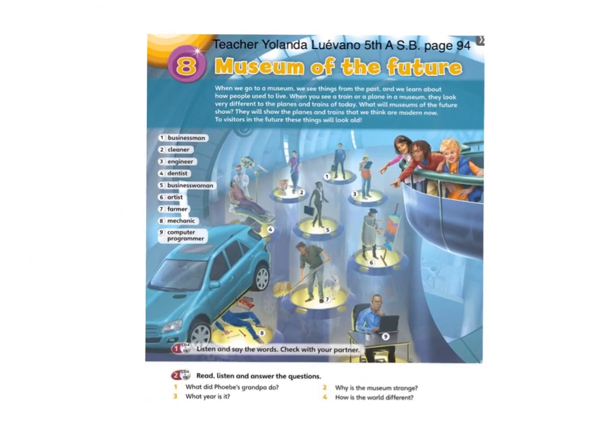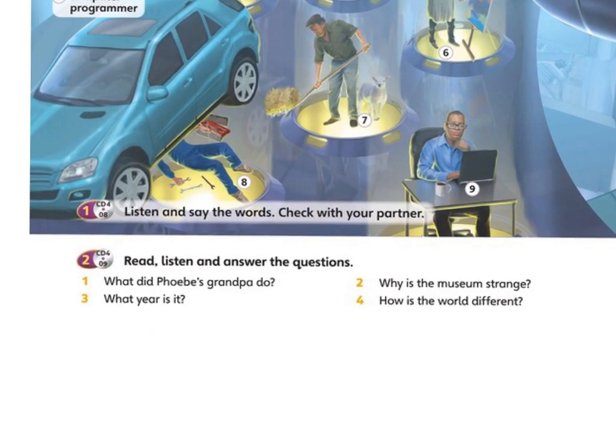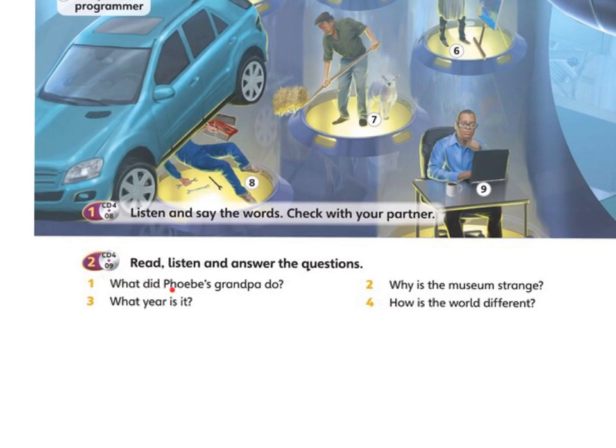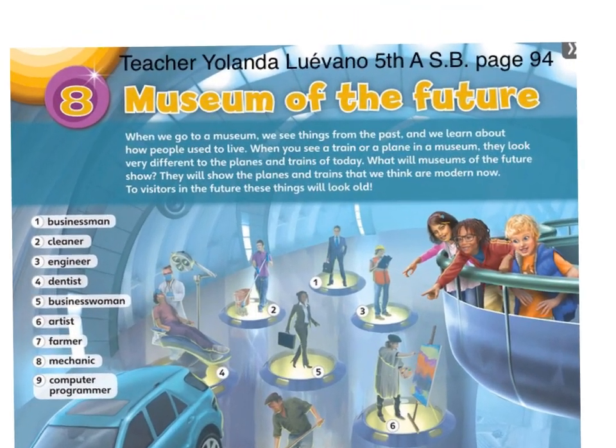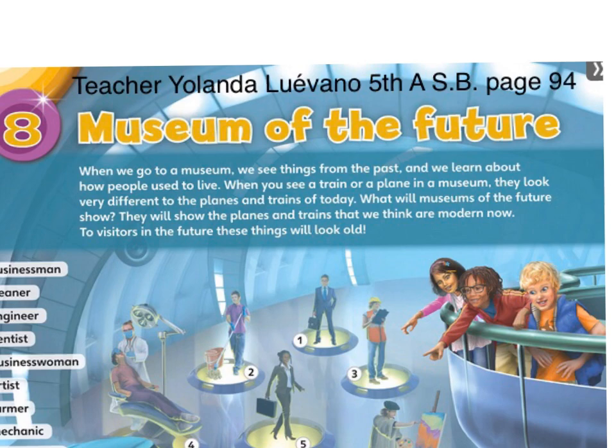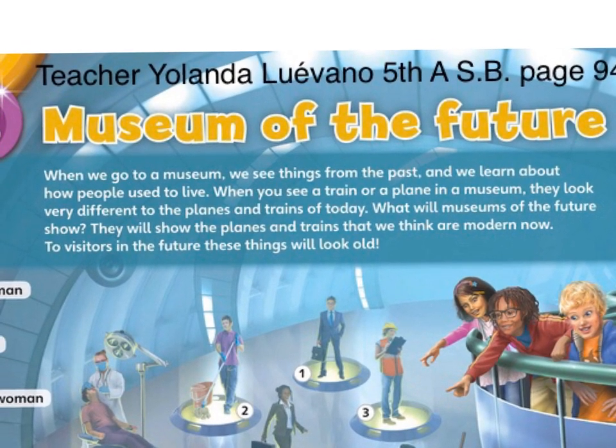Now let's move on to the presentation of the time traveler story. Remember that we're going to listen to the introduction of the unit, and with the same listening, we're going to answer these questions. Question number 1. It says, what did Phoebe's grandpa do? Number 2. Why is the museum strange? 3. What year is it? Number 4. How is the world different? So, remember, we're going to start with this text and later on pay attention to answer the questions. If you need to listen to the audio more than once, please rewind the video a little bit. Ready?